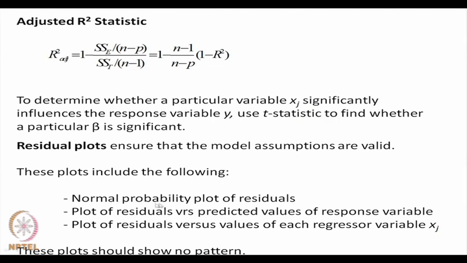One is the normal probability plot of the residuals, because we had assumed the errors to be normally distributed, the residuals should also be normally distributed. Then the residuals versus the predicted values of the response variable should not show a pattern, and residuals versus values of each regression variable x_j should also not show any pattern. Let me expand this.